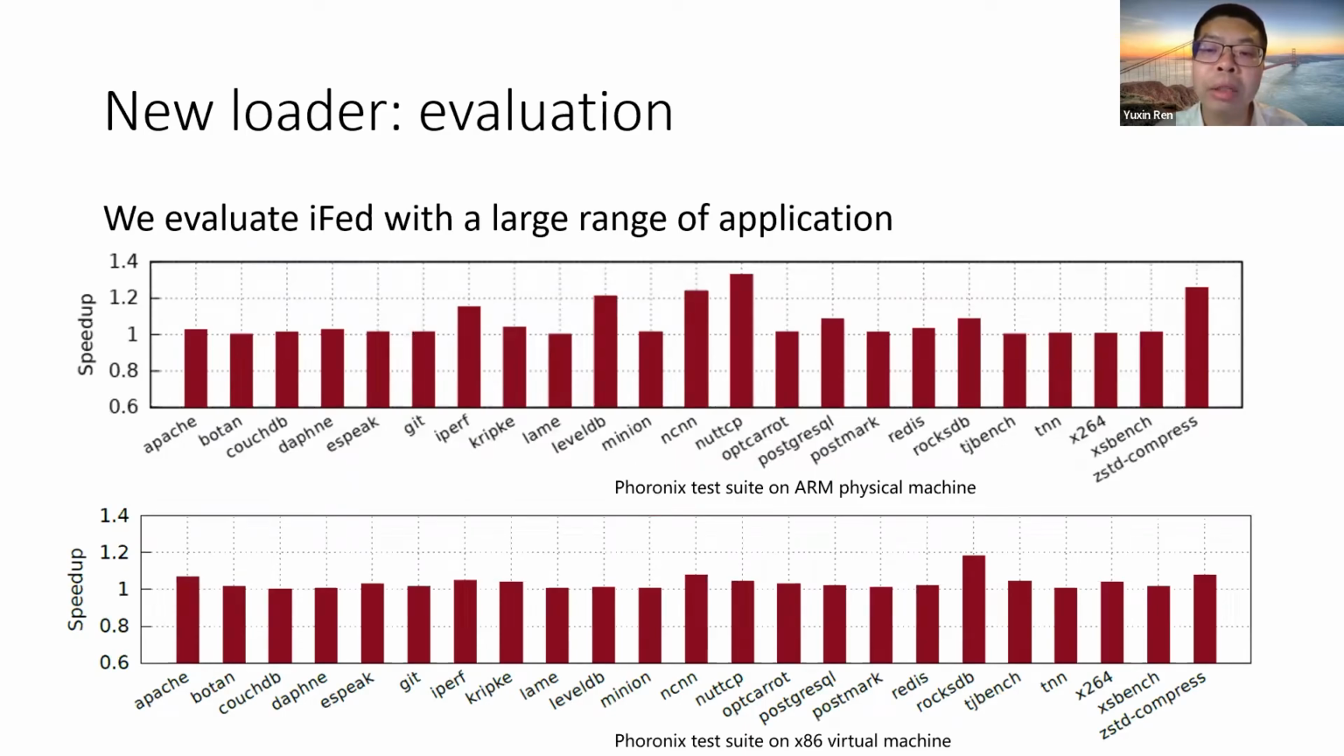Now, let's look at the performance evaluation of iFed along with the optimization we introduced above. We evaluate iFed with a large range of applications on different architectures. This figure shows the result on both an ARM physical machine and an Intel virtual machine. The applications get from 4% to 30% performance improvement transparently, without any modification to the application itself.